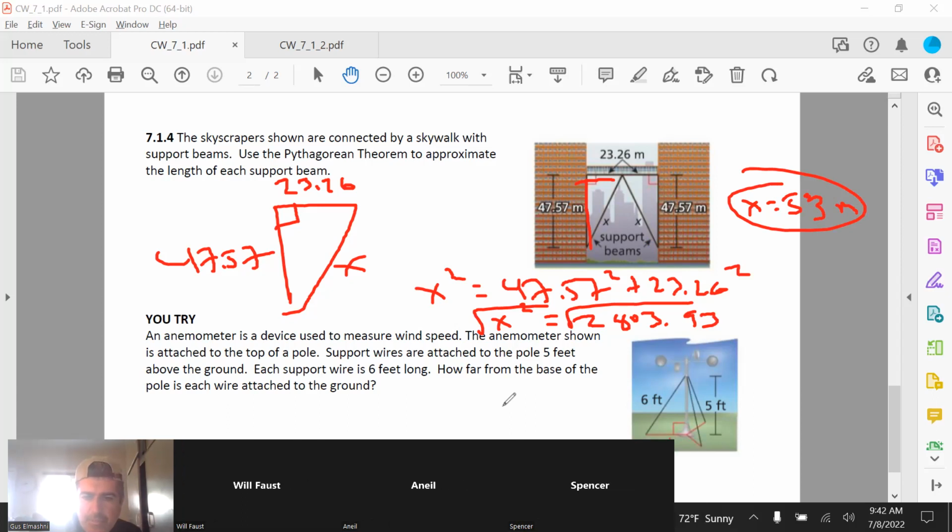Now here you have to solve for D. So it looks a little confusing, but that's 5 right here. So you got a right triangle like this. And D represents how far the base of the pole is, where each wire is attached to the ground. Okay. So just solve for D really quickly. Just take about 30 seconds, shouldn't take too long.